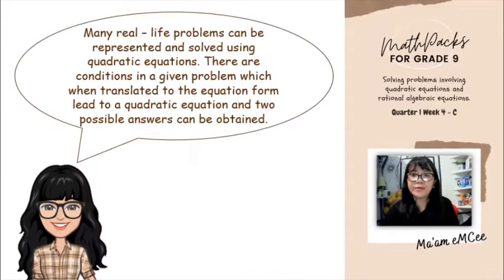So let us have the lesson proper. Many real-life problems can be represented and solved using quadratic equations. There are conditions in a given problem which, when translated to the equation form, lead to a quadratic equation and two possible answers can be obtained. Because remember, we are dealing with quadratic equations, and a quadratic equation is in second degree. That means to say we will be expecting two roots for every quadratic equation that we are going to solve. And those two roots or those two solutions can be identical or similar, or they can be different.